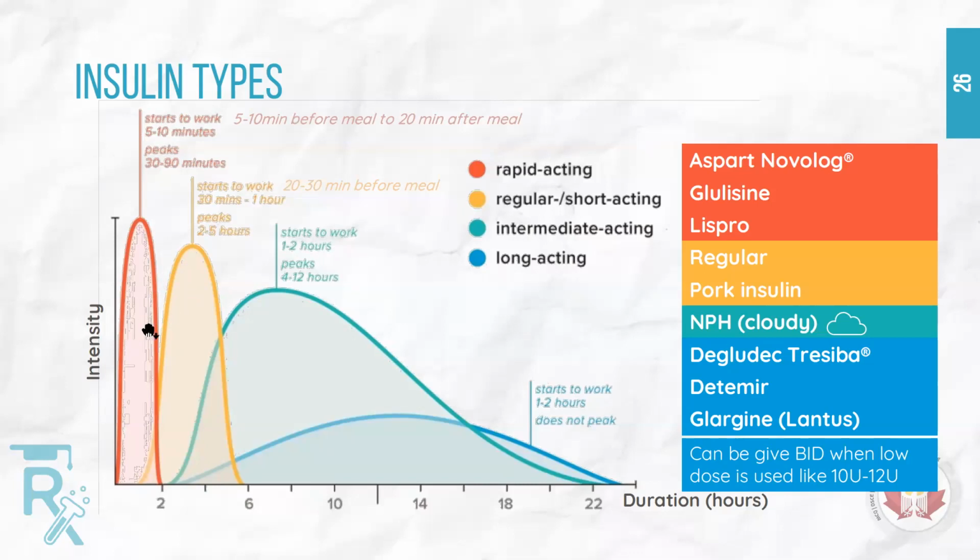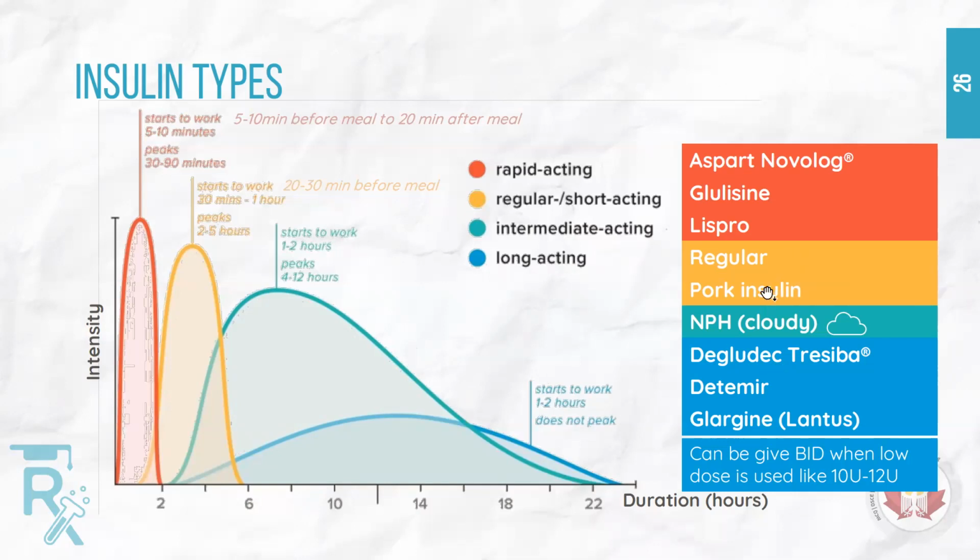Okay, the third type, and it's a common type, is the intermediate or the NPH, insulin isophane. The distinguishing point about it is that it's cloudy, and it's considered a kind of basal insulin. Basal means that it's not associated with meals, but it's taken to control the blood sugar all around the day. NPH is mostly taken twice daily, okay? The other types are the long acting.